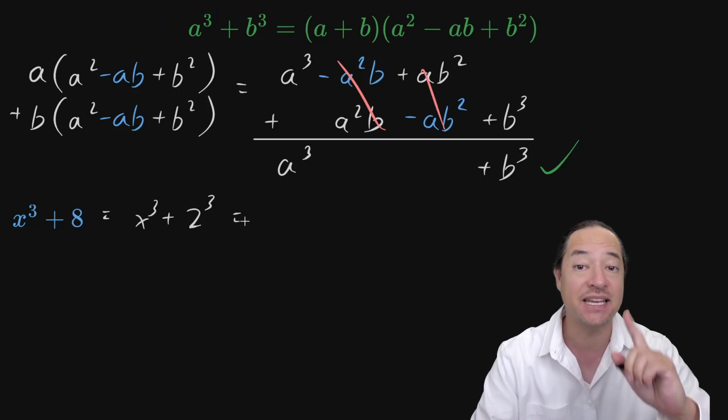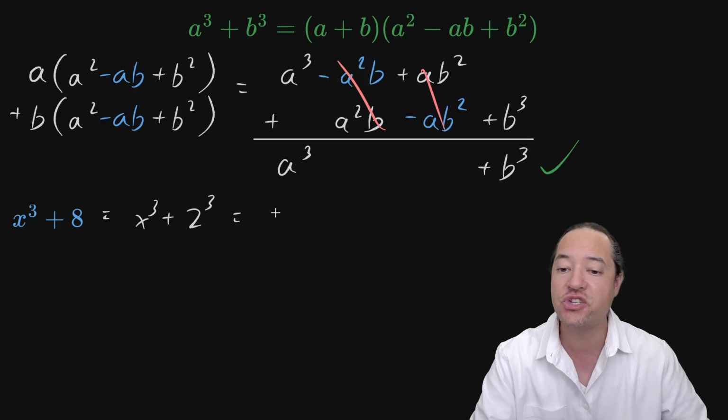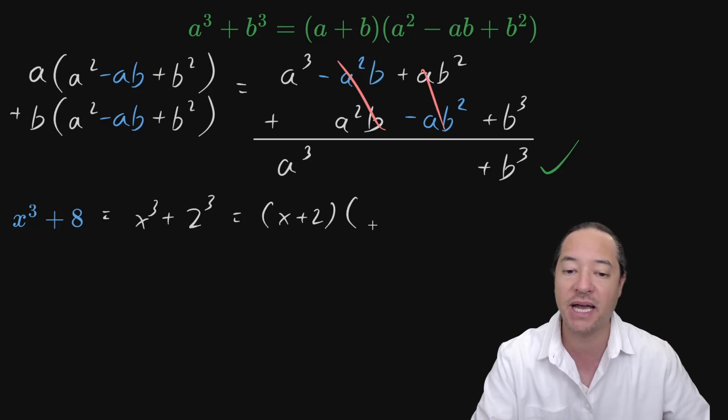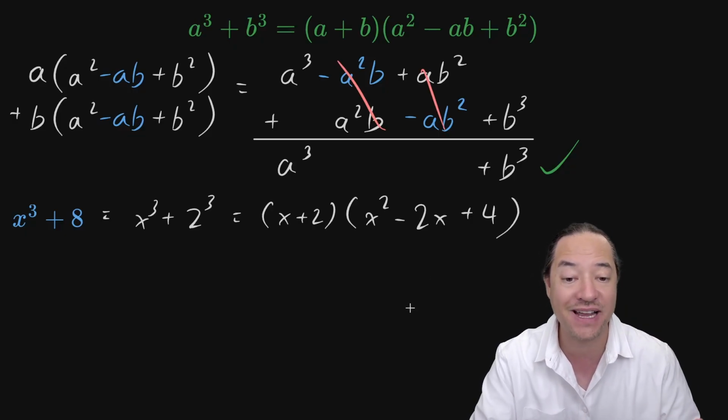Now, in that case, if we follow the formula that we have right here, this should be equal to an x plus 2 multiplied by, well, this will be an x squared minus a 2x plus a 2 squared, which is a 4. Okay, and this is what we should expect to get here as our factored result.